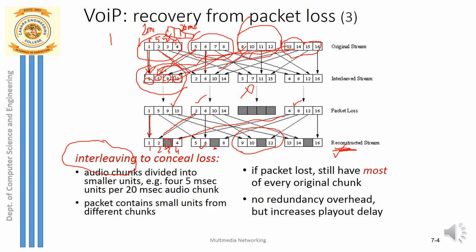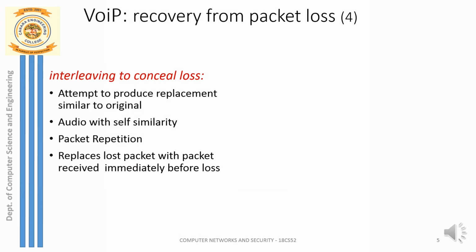So we have seen 2 recovery mechanisms. One is forward error correction and one more is interleaving. Now we have the last recovery technique, called error concealment. The last scheme of packet recovery is concealing. So error concealment. So what is error concealment?